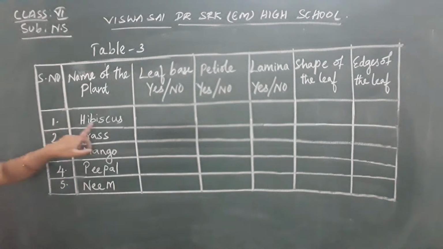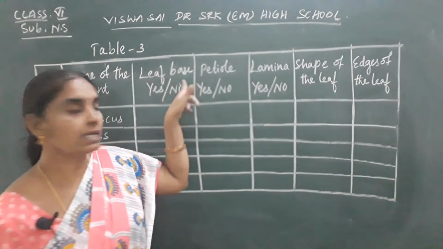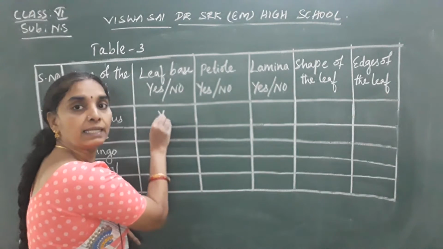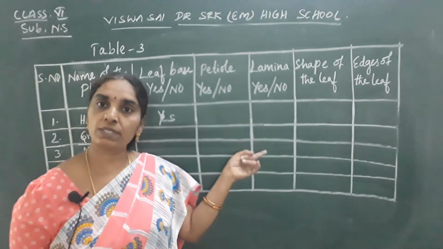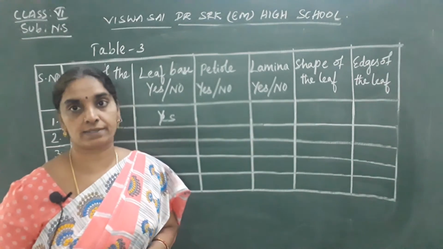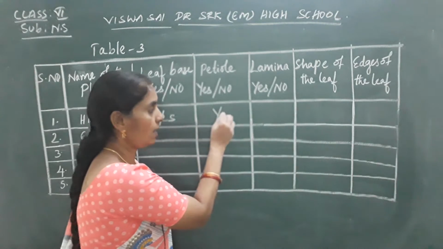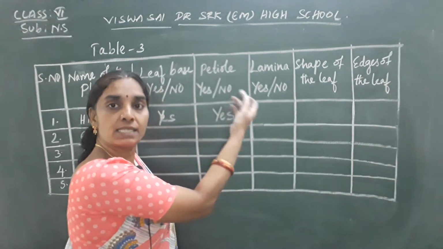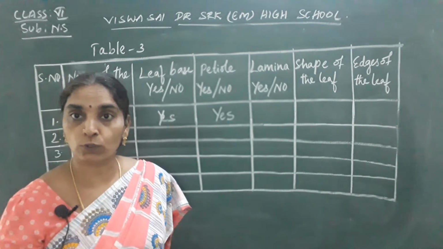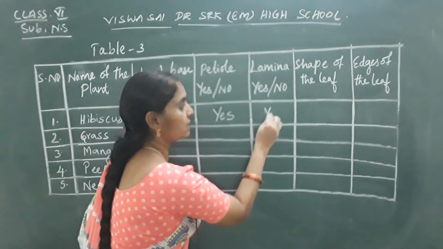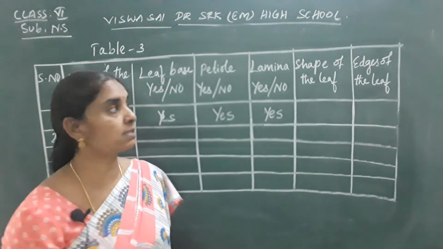Okay children, the first one is hibiscus. Does it contain leaf base? Yes, hibiscus contains leaf base. Already you have proved through the diagrams you have seen, and you also know the hibiscus leaf, isn't it? You can observe and you can write. Does it have petiole? Yes. Does it have lamina? What is lamina? Lamina is the expanded portion or the flat portion of the leaf. Yes, hibiscus plant contains the lamina.